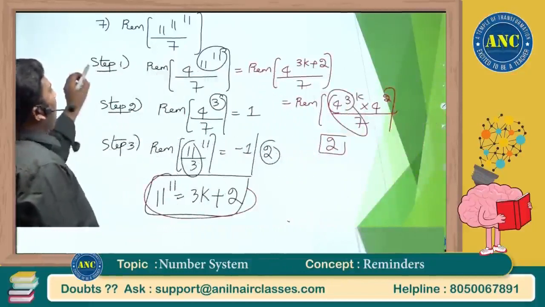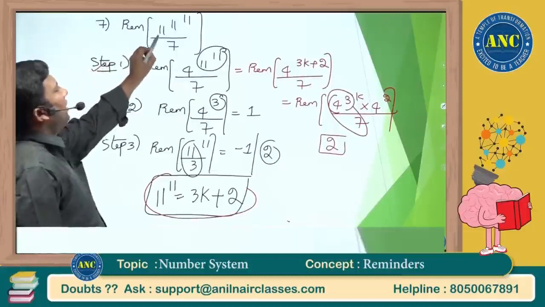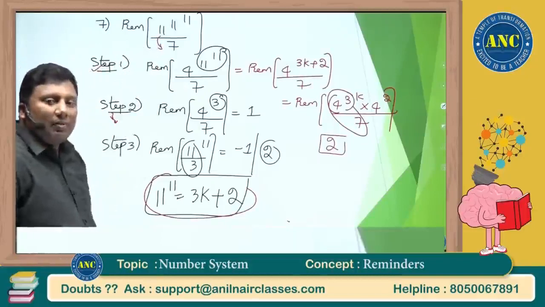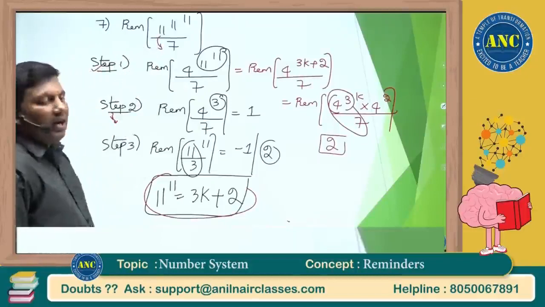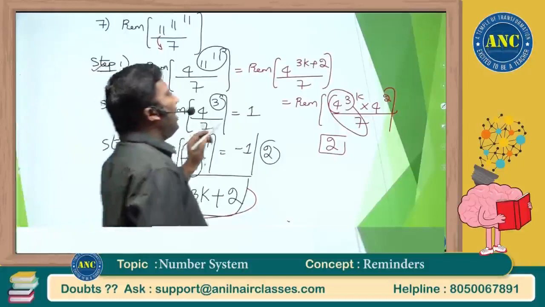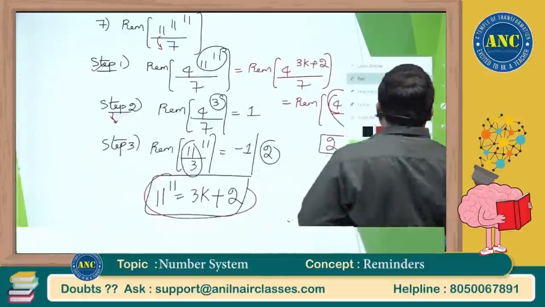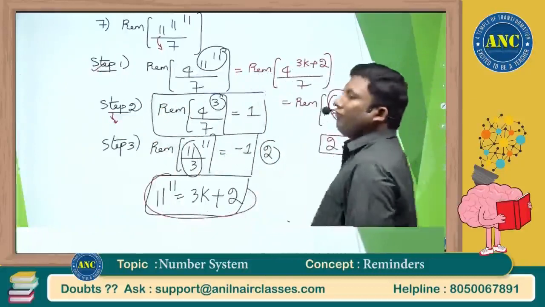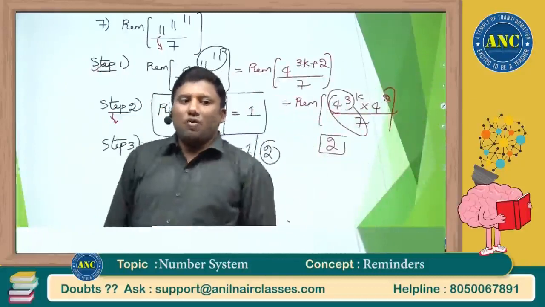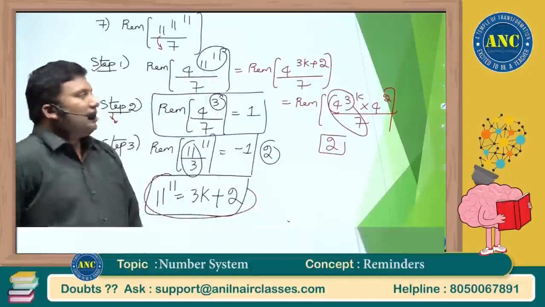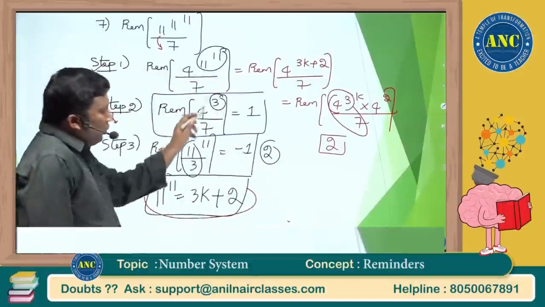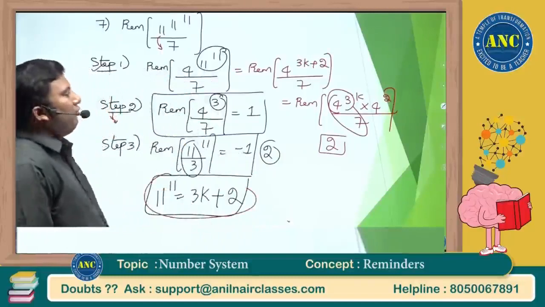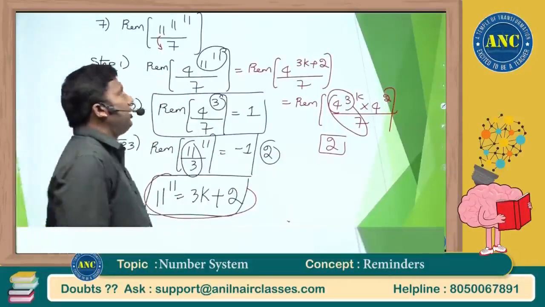Step number 1: first make the numerator base value smaller than the denominator. 7 ones are 7. Remainder is 4. The entire question you can solve easily if you are able to determine which power of 4, when divided by 7, gives 1. 4 cube divided by 7. 4 cube is 64. 64 divided by 7 is nothing but 1.